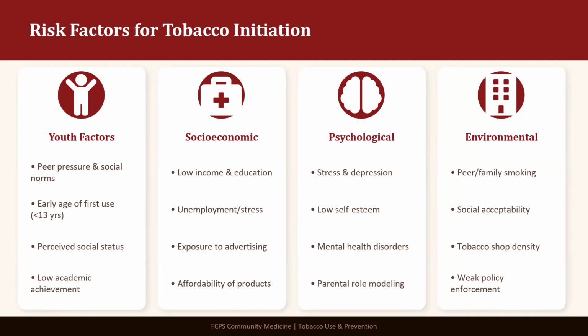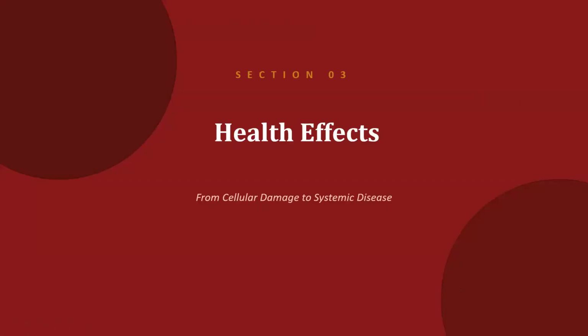Youth factors include peer pressure, social norms, early age at first use, around 13 years, perceived social status, low academic achievement. Socioeconomic factors include low income, education, unemployment, stress, exposure to advertisement, affordability of product. Psychological factors include stress, depression, low self-esteem, mental health disorder, parental role modeling. Environmental factors include friends and family smoking, social acceptability, tobacco shop density, weak policy enforcement.